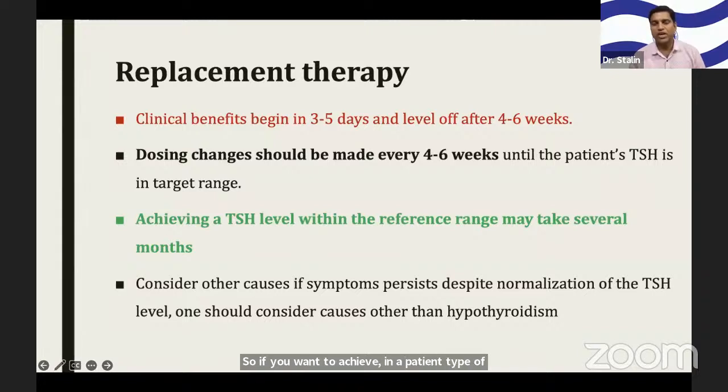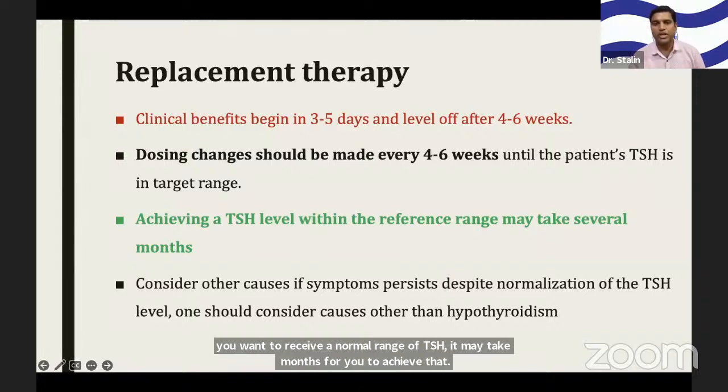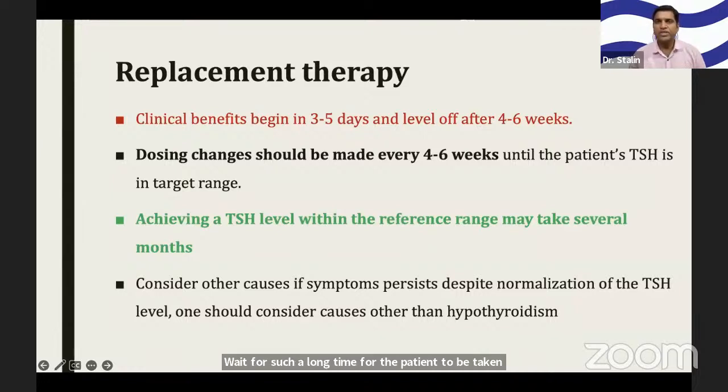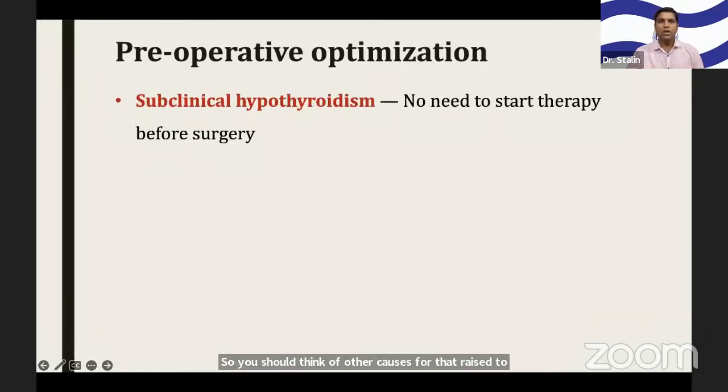As anesthesiologists, we cannot wait for such a long time for the patient to be taken up for surgery. In some patients, in spite of good treatment with thyroid replacement, the TSH may still not come back to normal. So you should think of other causes for the raised TSH. Now, coming to preoperative optimization, how are we going to go about it if you come across varying severity of hypothyroid patients? If it is subclinical hypothyroidism, there is no need to start thyroid replacement therapy before surgery. You can go ahead and proceed with the surgery.